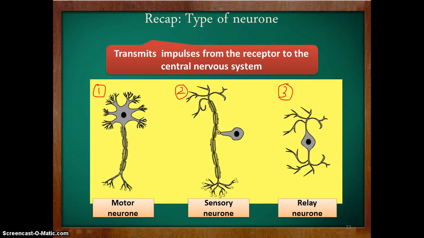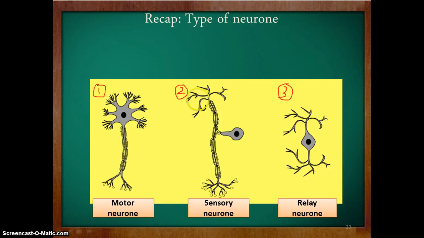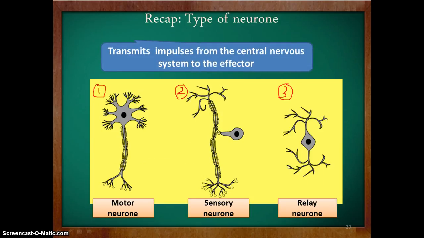Which neurons actually transmit the impulse from the receptor to the central nervous system? The answer is the second one, sensory neurons. Which neuron transmits the impulse from the central nervous system to the effector? Whenever you see the word effector, it is referring to the motor neurons because they are required to carry out the actions. So the answer for this is 1, motor neurons.